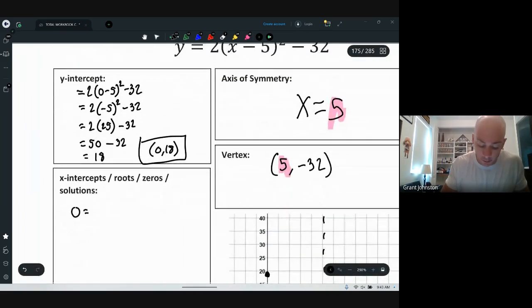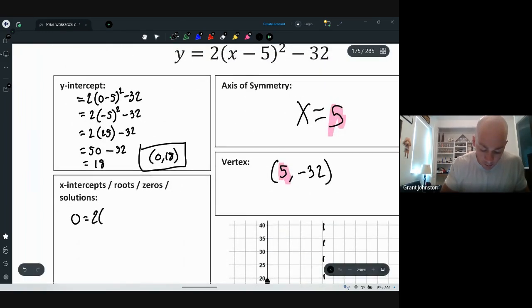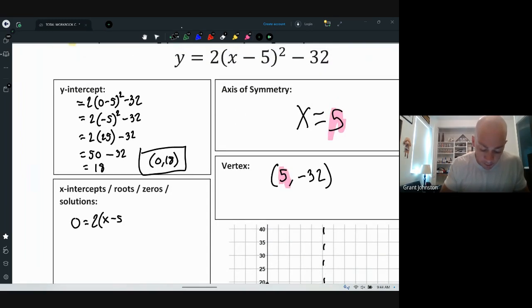So I forgot the equation. 2x minus 5 squared minus 32. Okay. Now, this we're just going to have to use kind of solving steps. This isn't in standard form, so we can't use the quadratic formula. There's no ABC in vertex form. You can't factor it right now the way that it's written. So we're going to just kind of do some solving steps.